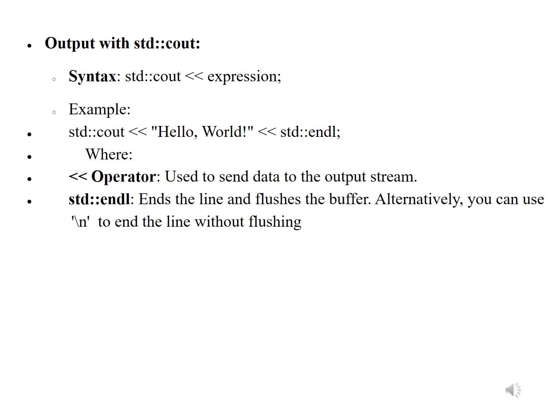clog is the standard logging stream used for logging messages. To make an output on a screen, we use std::cout. The general syntax of the output is std::cout, the less than symbols, and then you can write the expression. For example, std::cout << "Hello world" << std::endl. The less than operator is used to send data to the output stream, and std::endl ends the line and flushes the buffer. Alternately, you can use \n to end the line without flushing.